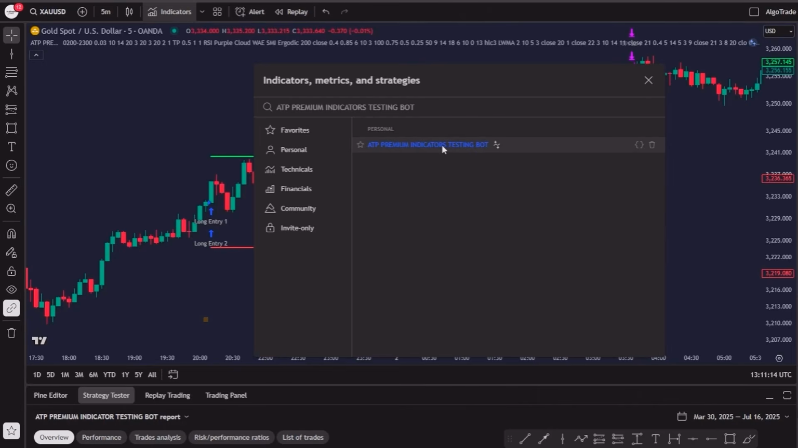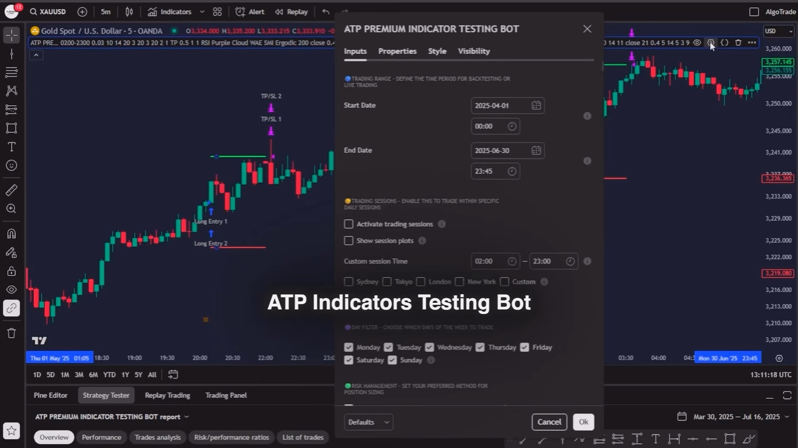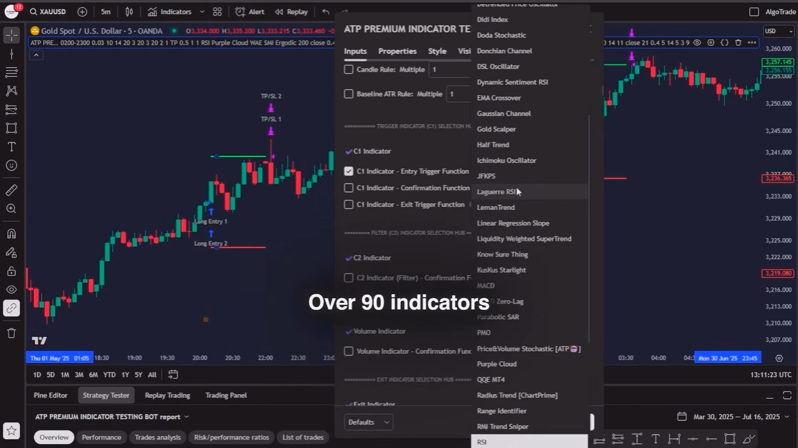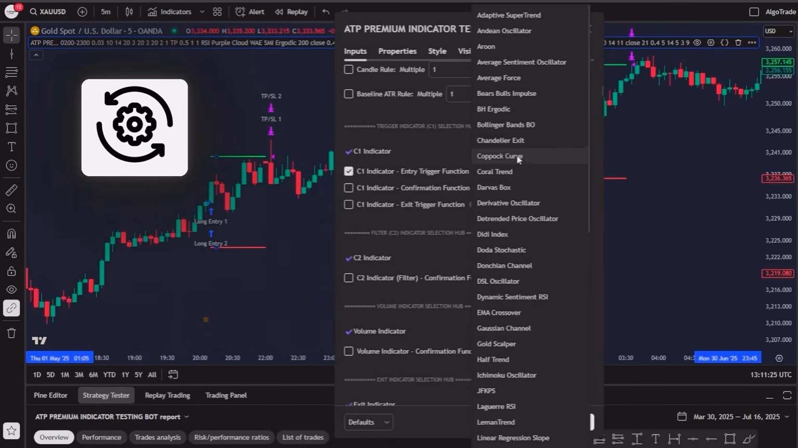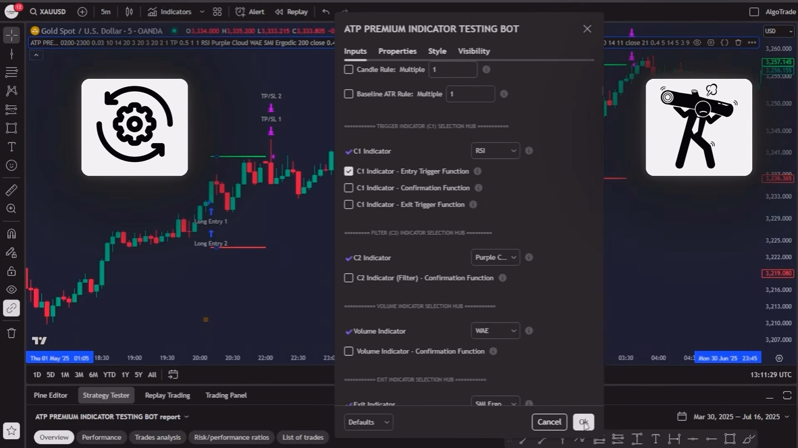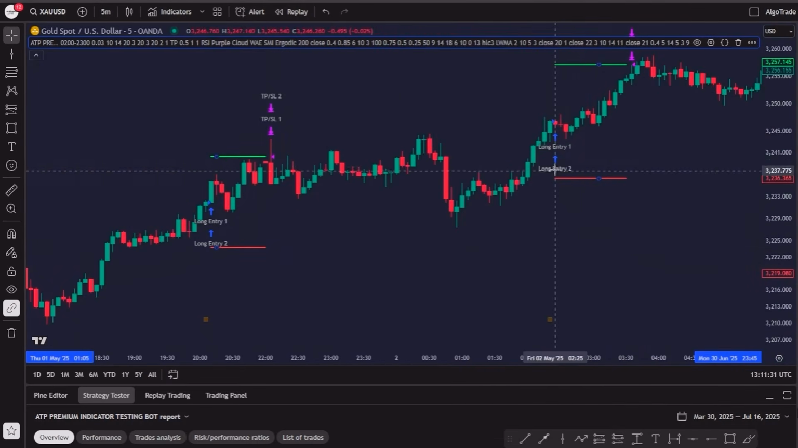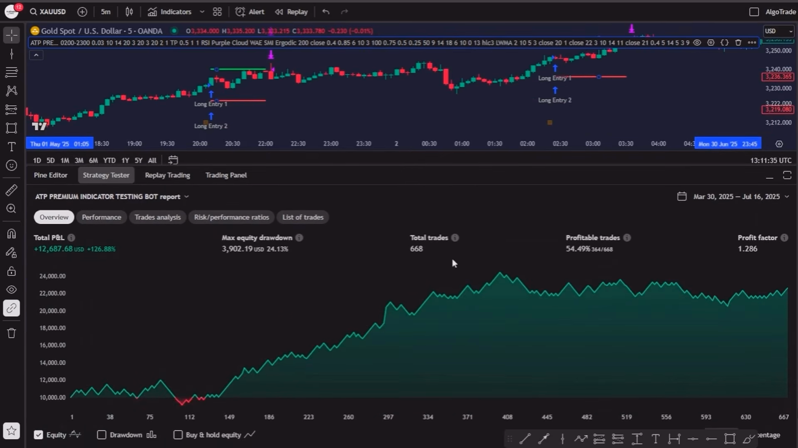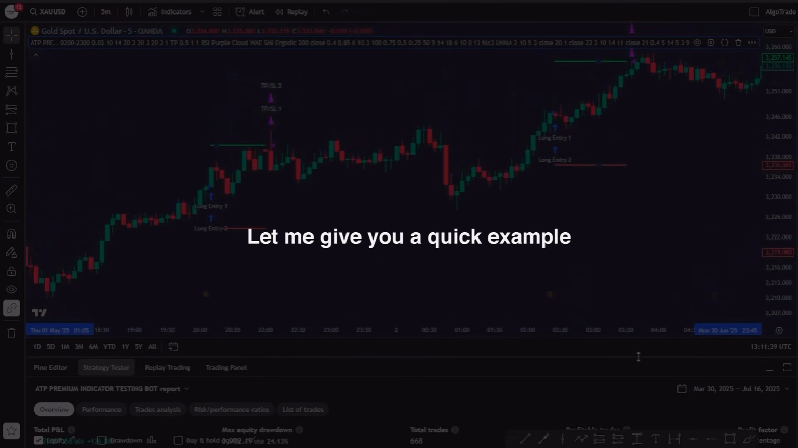And so, that's why I will use my own custom tool, the ATP Indicators Testing Bot. It currently includes over 90 indicators and it allows me to test them all automatically using the exact same conditions. This saves me hours of manual work and gives a much better picture of what actually works across different assets and market conditions. Let me give you a quick example.